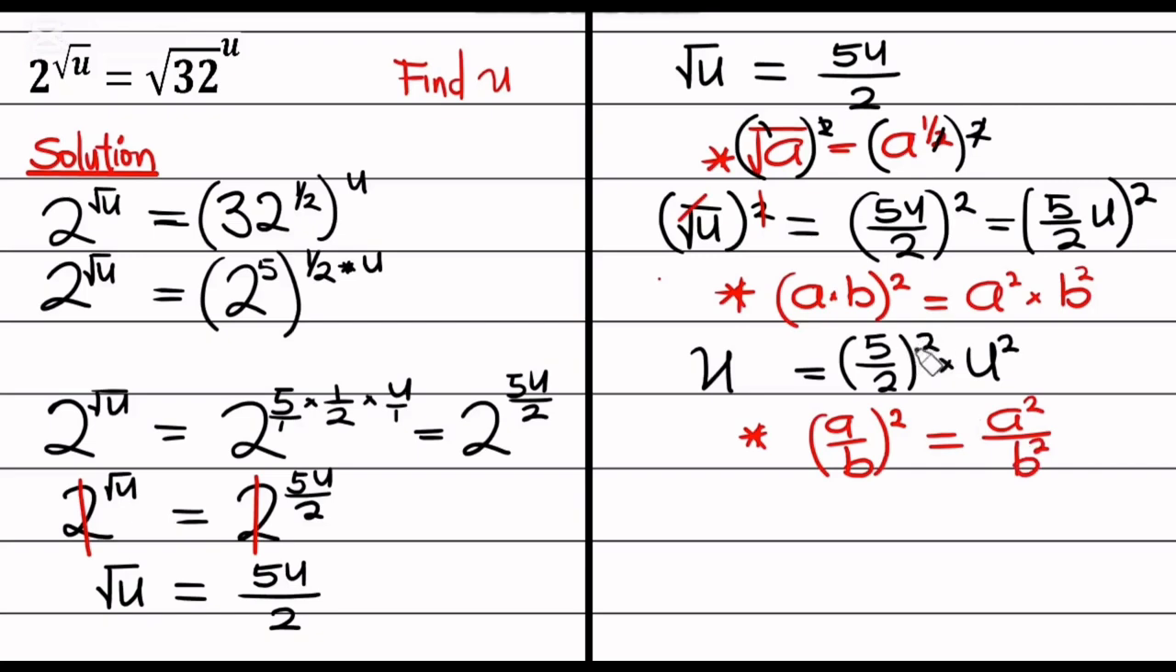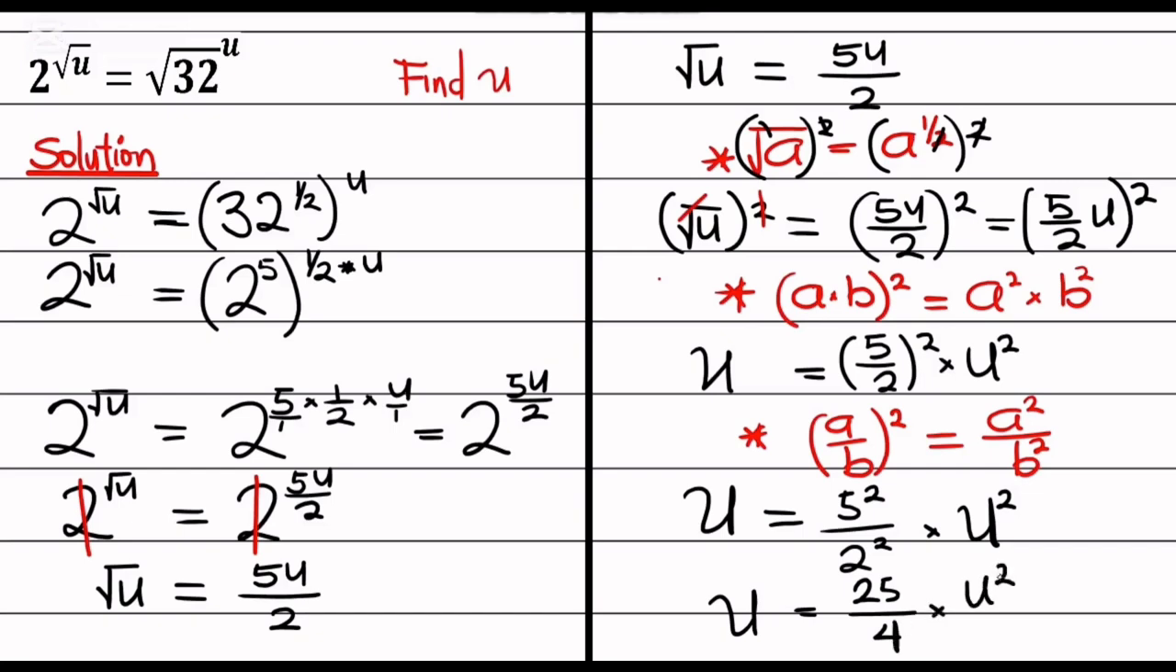What we are saying in essence is that this 2 is going to affect this 5, and at the same time this 2 is going to affect this denominator. Therefore, we have u equals 5 raised to the power of 2, that is 5 squared, over 2 squared, multiplied by u squared. At the end of the day, we have u equals 25 over 4, multiplied by u squared.